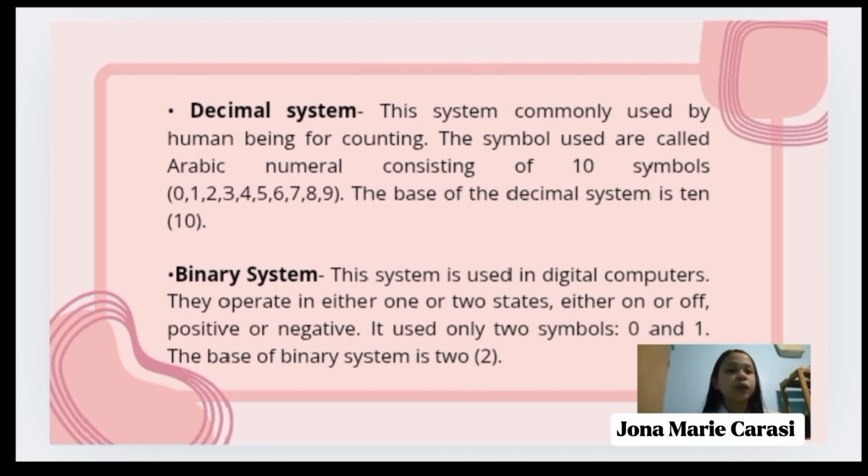It is important because it is the most widely used number system in daily life, commonly used in counting, calculating, science, technology, and also in education. The second one is the binary system. This system is used in digital computers. They operate in either one of two states, either on or off, positive or negative. It uses only two symbols, 0 and 1. The base of the binary system is 2.